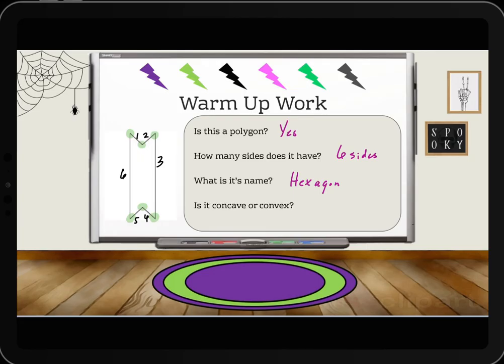Also in this case, you can see 2 vertices are pointing inward, meaning that there is a cavity as well, so we know that it's caving in. That is a concave hexagon specifically.